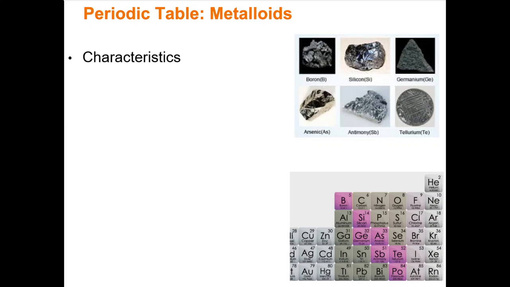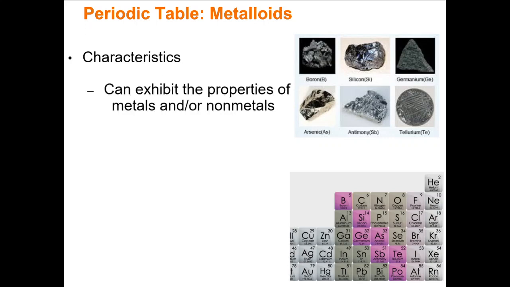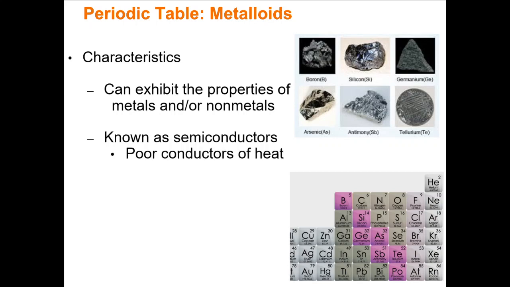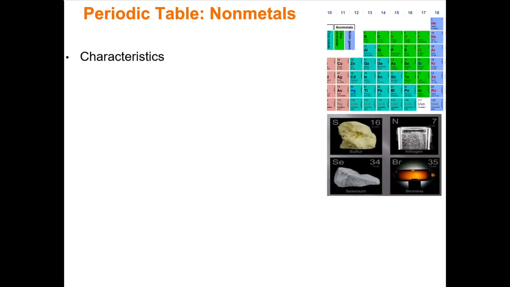Then we have our metalloids, things like boron and silicon. They can exhibit properties of metals and nonmetals. They're known as semiconductors because they can conduct electricity, but they're rather poor conductors of heat. They're solids at room temperature, generally speaking. And again, remember they lie along this stair step, but they share the properties of metals and of nonmetals.